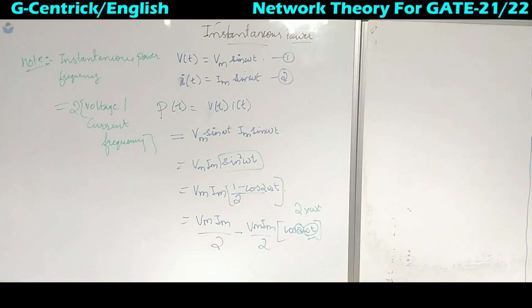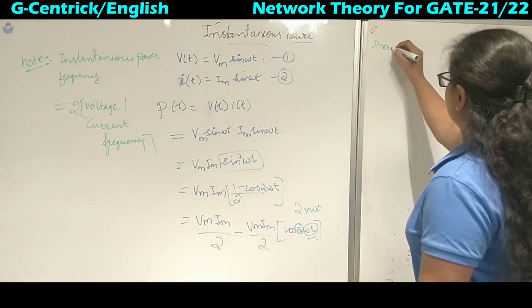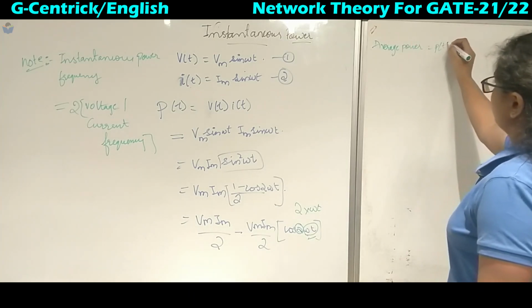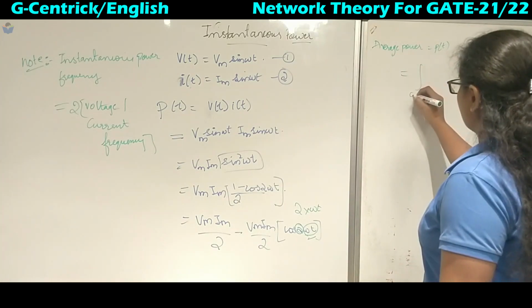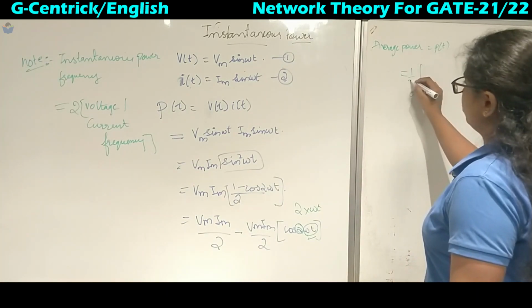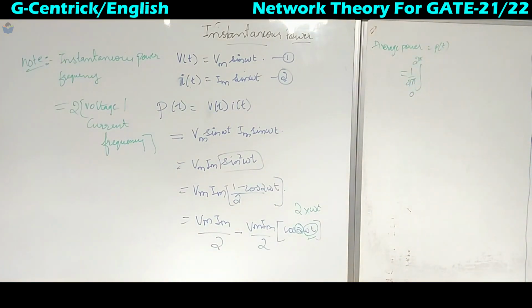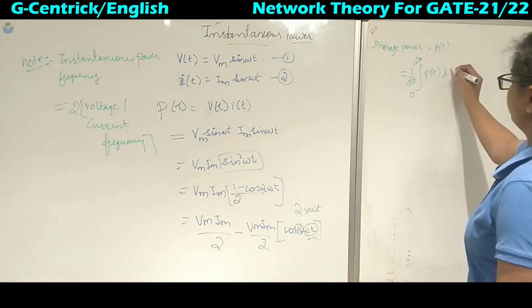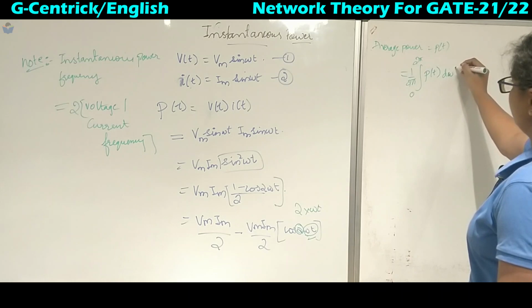Now we will come to the average power. This is the P of t. How will we calculate the average power? Integration over the time period 2 pi, assuming it to be the full sinusoidal wave. So we will write it as P of t into d omega t, or dt. So it is dt.